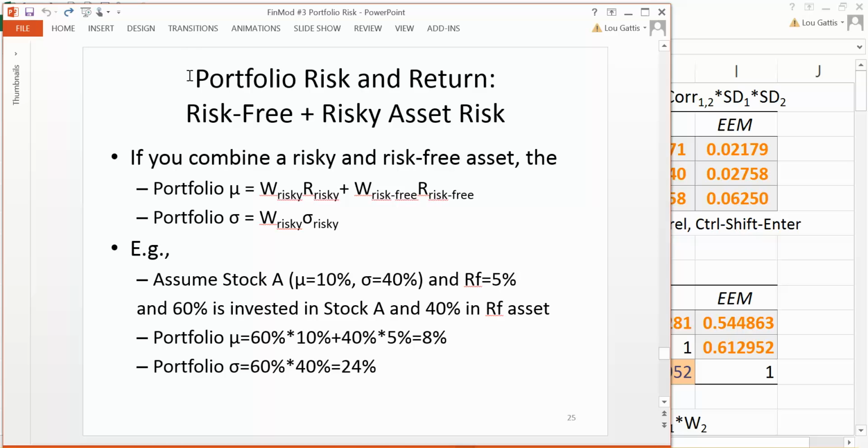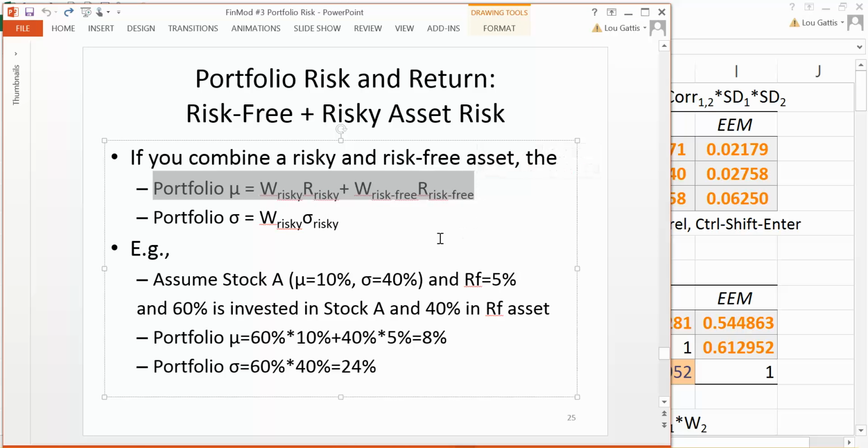One note: if I had a risky asset, say stock A, and I combine that with a risk-free asset, say a treasury, the portfolio mean is still simply the weighted average: weight of the risky asset times the return of the risky asset plus weight of the risk-free times the return of the risk-free. But the portfolio standard deviation becomes much easier than what we just calculated here. It's simply the weight of the risky asset times the standard deviation of the risky asset.